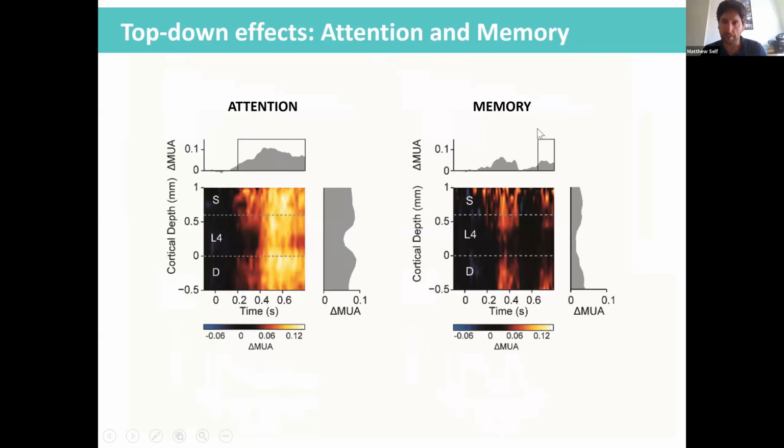For the memory case, if we just look at this last delay period 2, where the memory seems to be reinstated in V1 after the mask, we see this very clear U-shaped profile. The modulation is almost only in the superficial and deep layers. So that suggests that these cases where we don't have a visual stimulus on the screen are very sensitive measures, very sensitive to laminar differences, more than when there's actually a visual stimulus present.